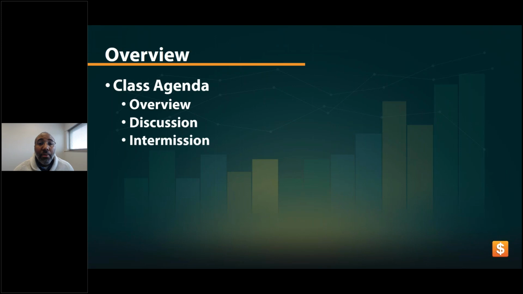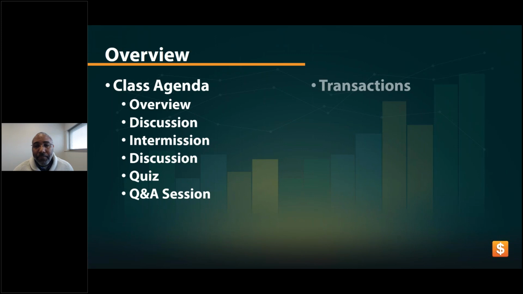Then we'll have our intermission. The intermission lasts about 5 minutes, a short little break where we can step away, grab something to drink, or just do whatever we need to do during that 5 minutes. After the intermission, we'll have the second half of our discussion where we'll finish up any topics we still need to cover. Then we'll have our short quiz, then our question and answer session, then we'll head to lunch or finish up whatever task we need to do for the day.